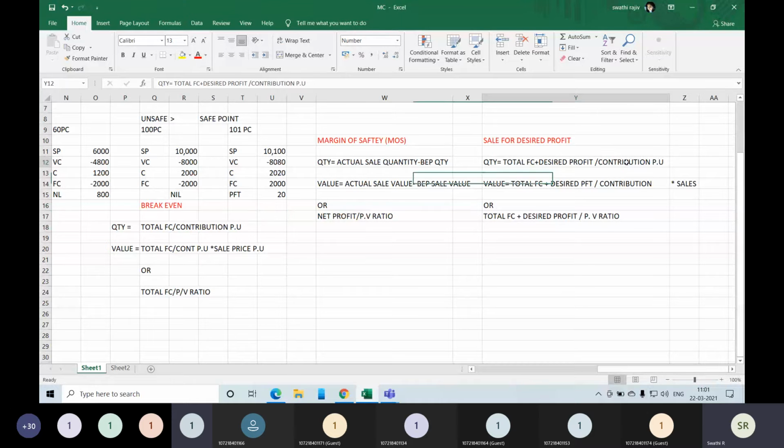They mostly will not give you contribution, or they mostly will not give you PV ratio. All these things we will have to figure out and find out. Have you people written this down? Yes. Is it whole divided by contribution or only for the desired profit? Whole divided by contribution. It's actually total FC plus desired profit, the entire thing divided by contribution into sales. Similarly, for this also, total FC plus desired profit, the entire thing divided by contribution per unit.